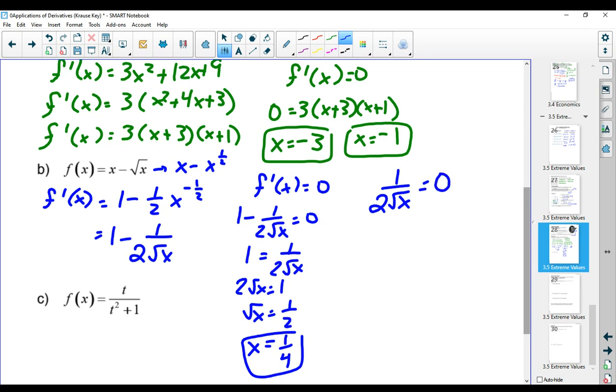So we're looking at our derivative right here, and there would be a restriction there. Essentially, we're looking for a non-permissible value. So 1 over 2 root x cannot equal 0. So we solve the equation.